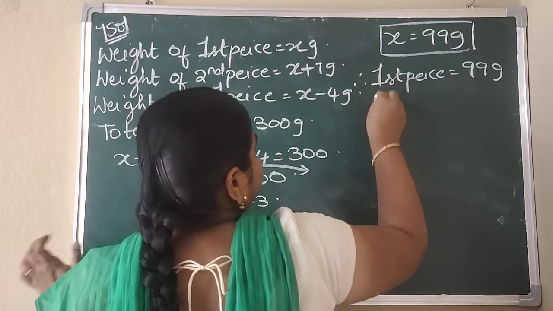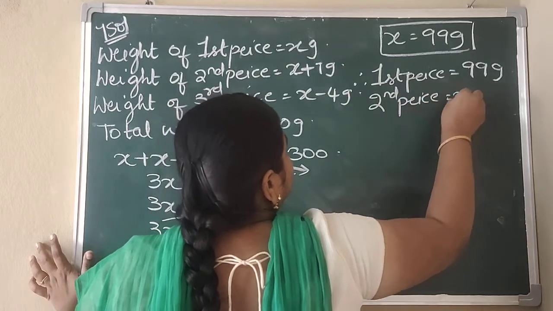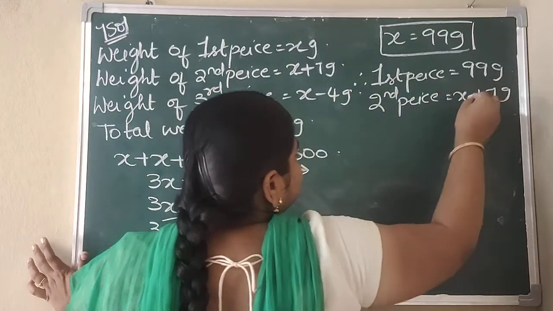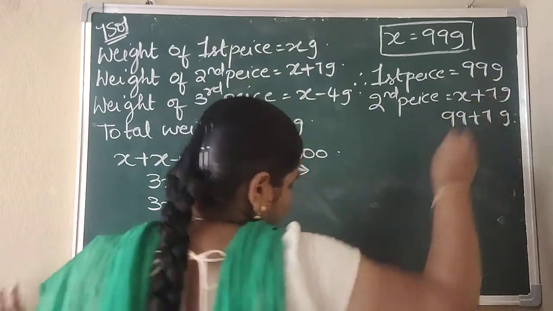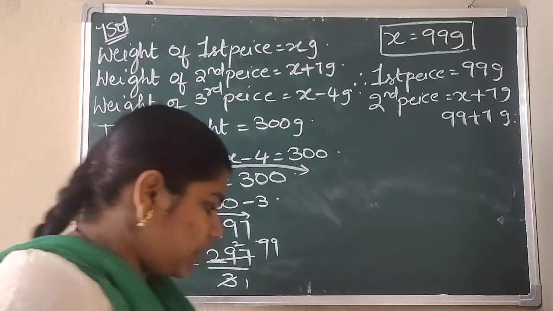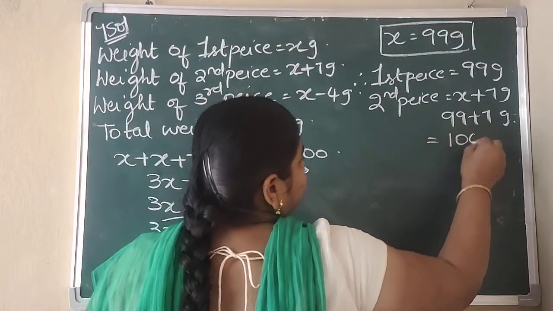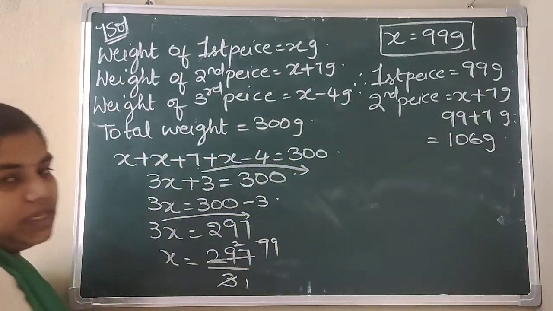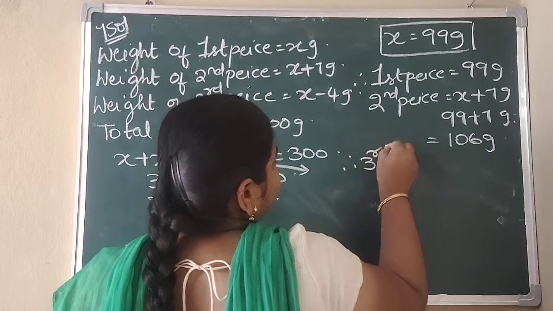So second piece is how much? X plus 7 grams. That is x is nothing but 99 plus 7 grams. So what is 99 plus 7? That will be equals to 106 grams. The weight of the second piece is how much? 106 grams. Now we have to find the third piece weight.